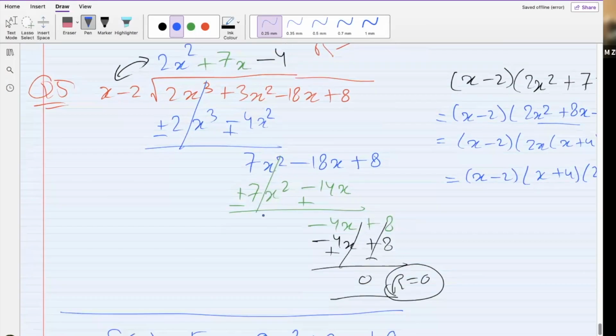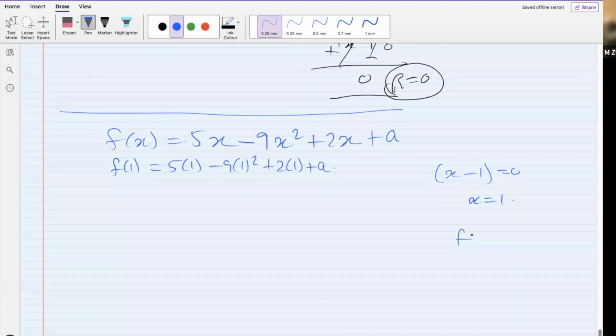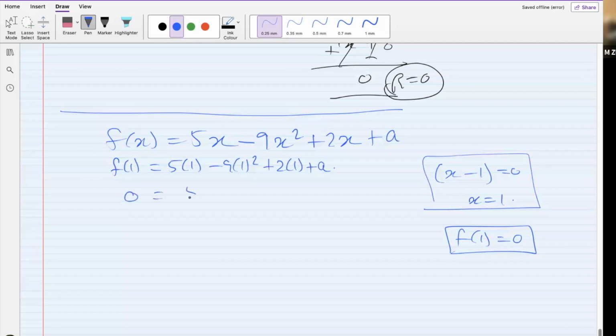If x minus 1 is a factor, we can say x is equal to 1. So f of 1 is equal to 5 into 1 minus 9 into 1 square plus 2 into 1 plus a. Basically, f of 1 is equal to 0 because it is given that it is a factor. So 0 is equal to 5 minus 9 plus 2 plus a. 5 minus 9 is minus 4 plus 2 is minus 2 plus a. So a is equal to 2.